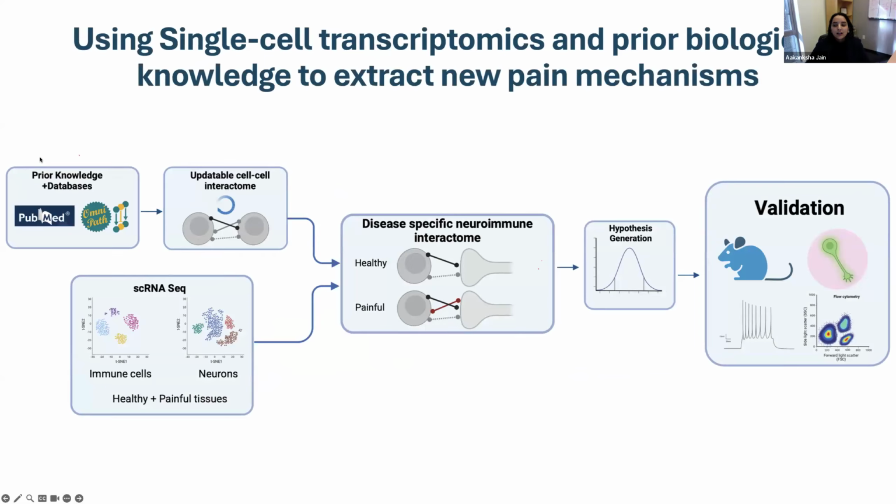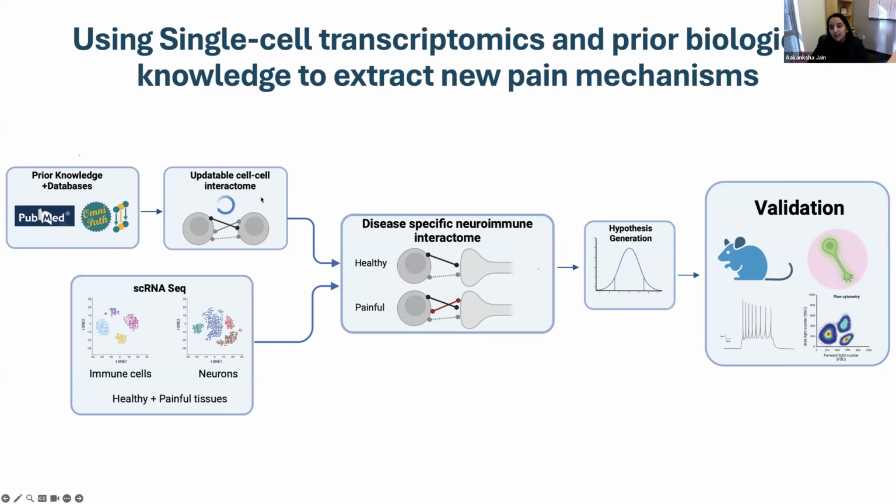Okay, so this is our ongoing pipeline where we use prior databases and make an updatable cell-cell interactome. I call it updatable because, unlike CellPhoneDB or CellChatDB, which have static receptor-ligand interactions, it's just an Excel file of existing interactions that they have already put together. Because our software uses PubMed, we can keep rerunning it and update our database to include newly reported interactions.